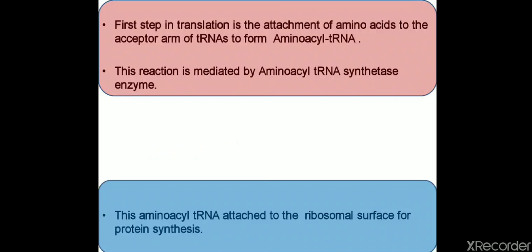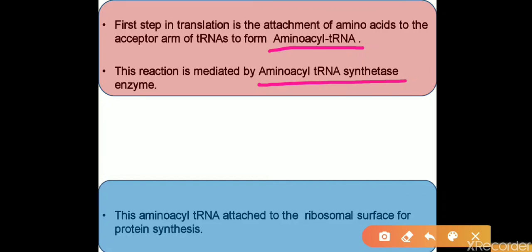So the anticodon arm of the tRNA reads this mRNA molecule, and as per the information received from this mRNA, this acceptor arm receives their corresponding amino acid from the cytoplasm. So the amino acid is attached to the tRNA through this acceptor arm, and that molecule is known as amino acyl tRNA, that is tRNA containing amino acid. That process is known as charging of tRNA, and that reaction is mediated by a specific enzyme which is known as amino acyl tRNA synthetase. So that is the first part of this translation, that is formation of amino acyl tRNA.